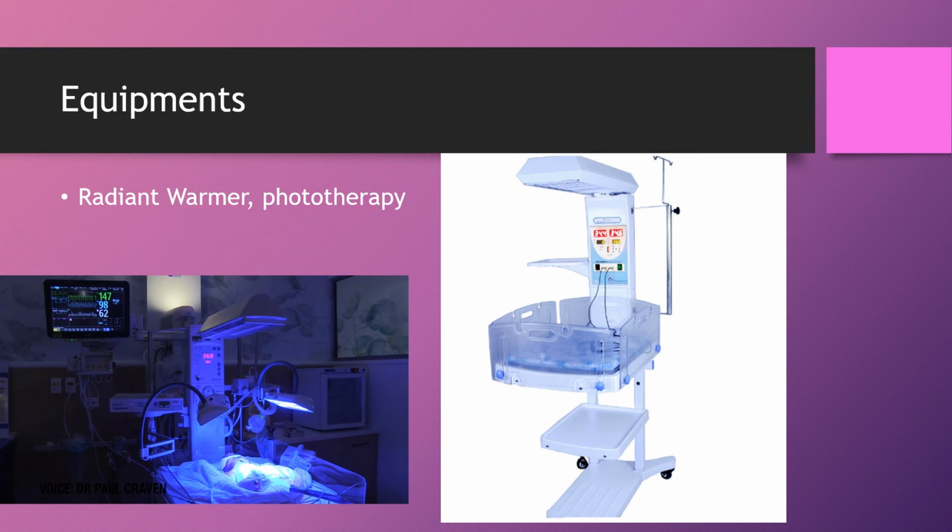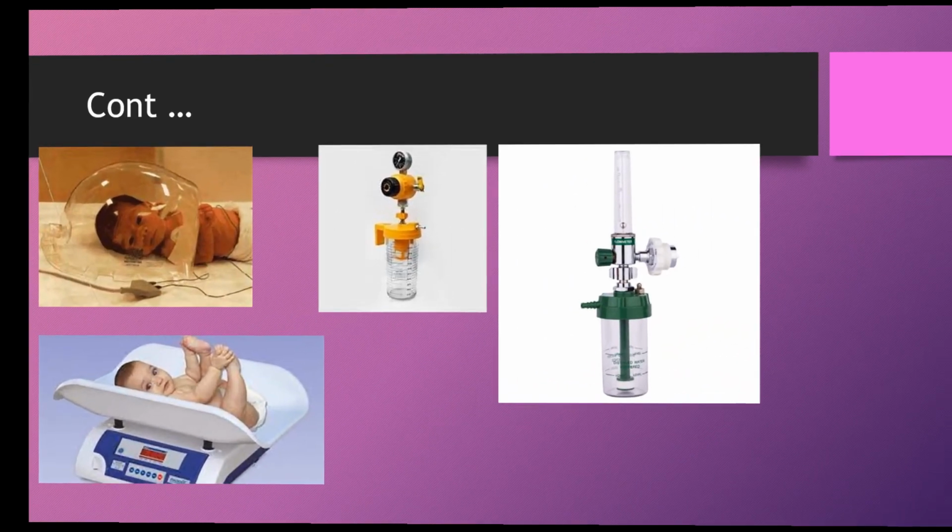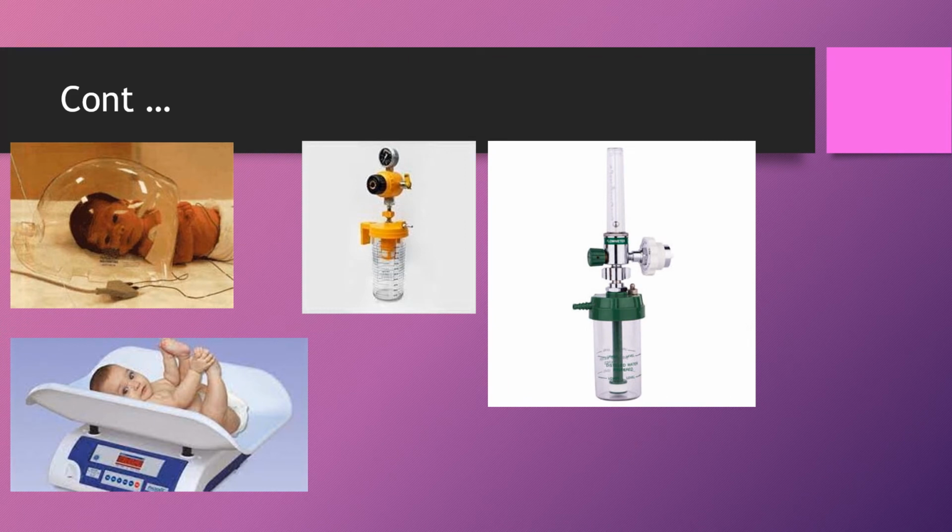Next, equipments. The equipments inside the NICU, what they have used mainly is the warmer. Without warmer, there is no NICU. So this is a radiant warmer. It depends upon the patient conditions. They have to use a radiant warmer. Phototherapy is used for the condition of physiological jaundice. Sometimes if the baby is having pathological jaundice, that baby is also kept in the phototherapy.